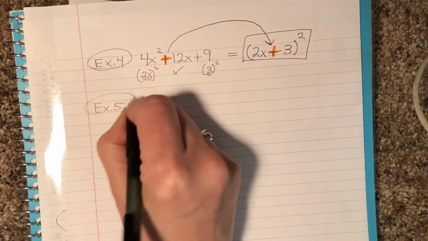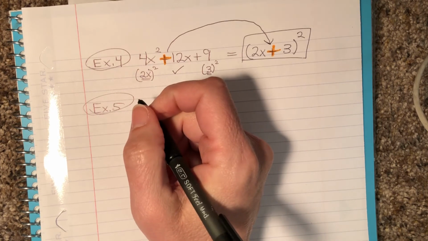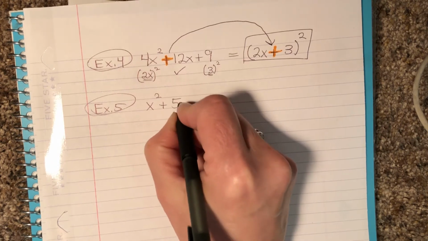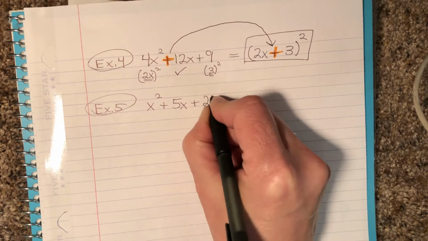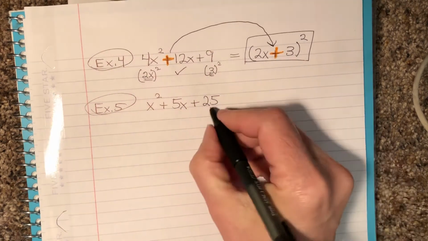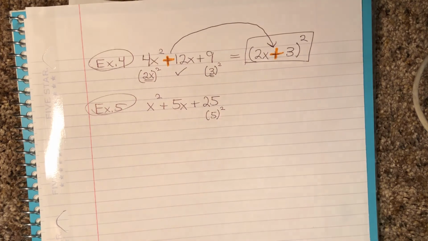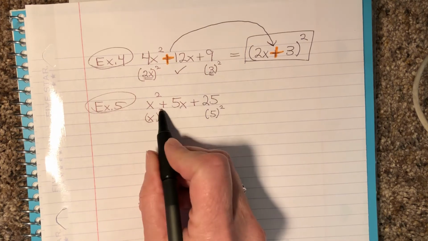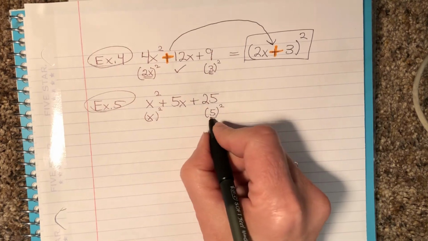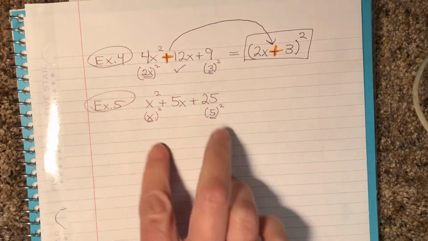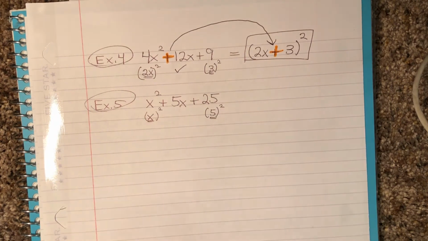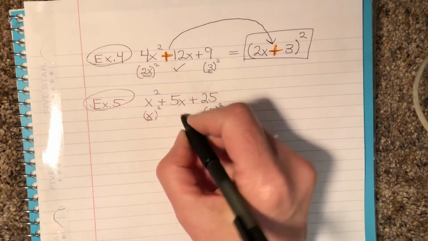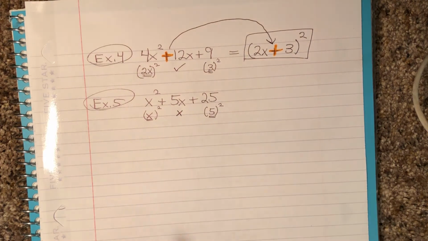Hang in there. Example 5. Let's do this. x squared plus 5x plus 25. Okay, testing the ends first. 25 is a perfect square. x squared is a perfect square. I put the square root in the parenthesis with the squared on the outside. Let's check the middle term. It should be 5x, multiply the inner parts, 5x doubled. That means this should be 10x. 5x doubled is 10x, but it's not. So this fails. The middle term does not work.